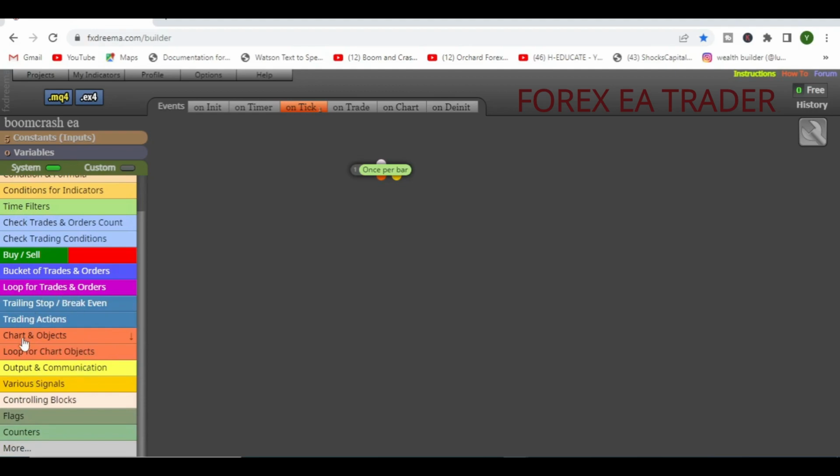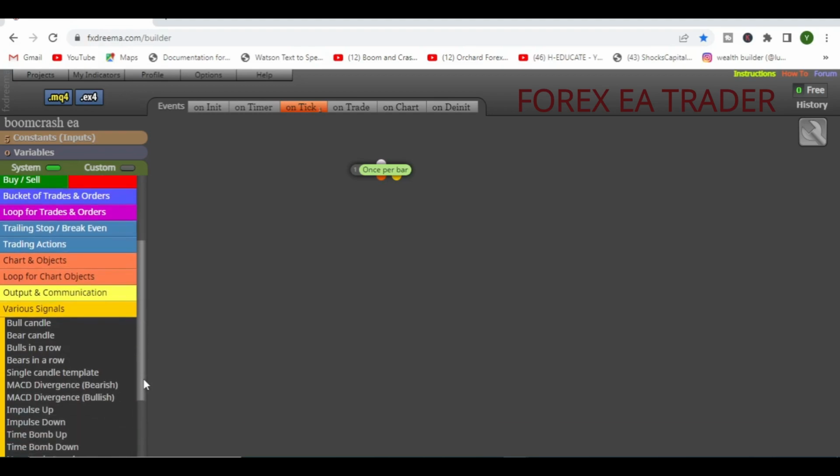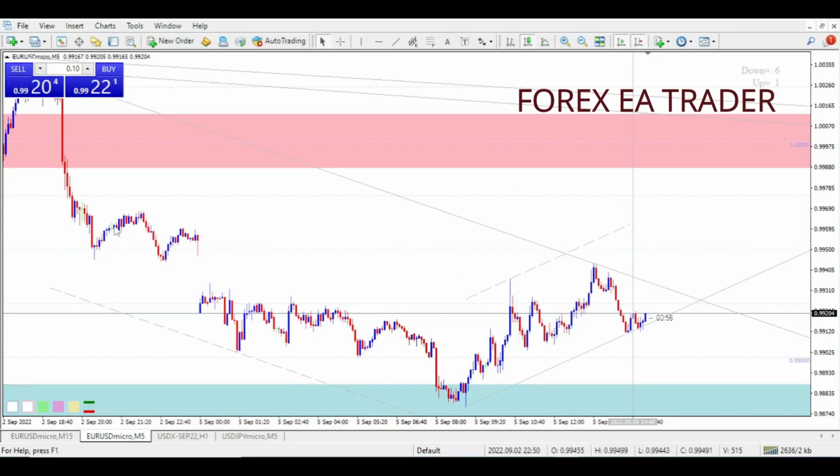Now after that, we are going to go for conditions. We can use various signals. Instead of conditions, you can use various signals. So go to various signals. Now, you are going to decide whether in this scenario, we said there are two approaches.